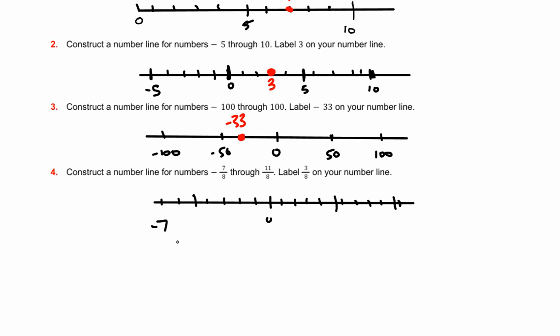Sorry, that's a little close. Now, you might be thinking, wait a minute, I thought we were going from negative 7/8 to 11/8. Well, the nice part is I can actually divide every one of these numbers by 8. And now I have a lovely number line from negative 7/8 all the way up to 11/8. Now it says label 3/8 on your number line. So 0, here's 1/8, 2/8, 3/8. Right here is 3/8.